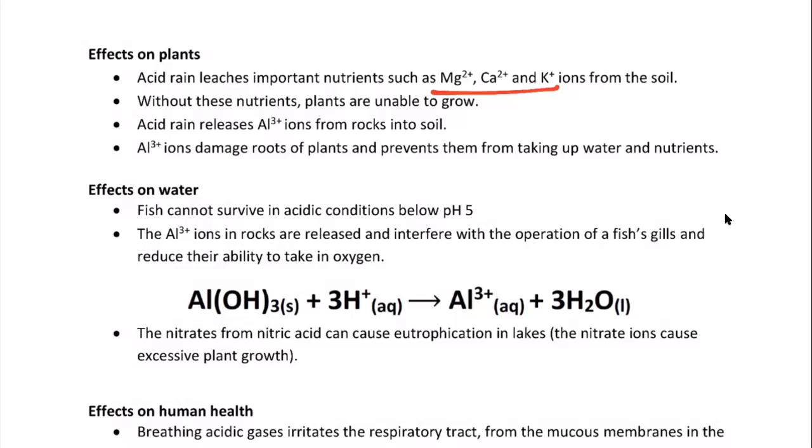And then it also releases aluminum ions from the rocks into the soil because it's going to react with some of the different compounds that the rocks are made of, the stone. And so then those aluminum ions damage the roots of plants, so they can't take up water and nutrients. So it takes nutrients out so they can't grow, but then it also releases these aluminum ions, which damage roots, and so they can't take up water and nutrients. So kind of a twofold problem there.